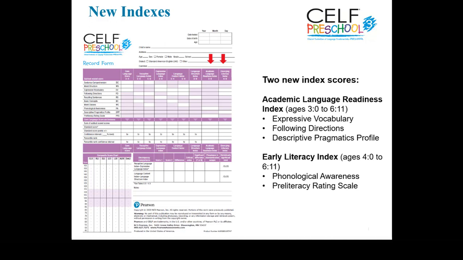In addition to the core language score, receptive language index, expressive language index, language content index, and language structure index, the Academic Language Readiness Index and Early Literacy Index were added. The Academic Language Readiness Index assesses expressive vocabulary, the ability to follow directions, and includes the descriptive pragmatics profile, while the Early Literacy Index encompasses phonological awareness and pre-literacy skills.